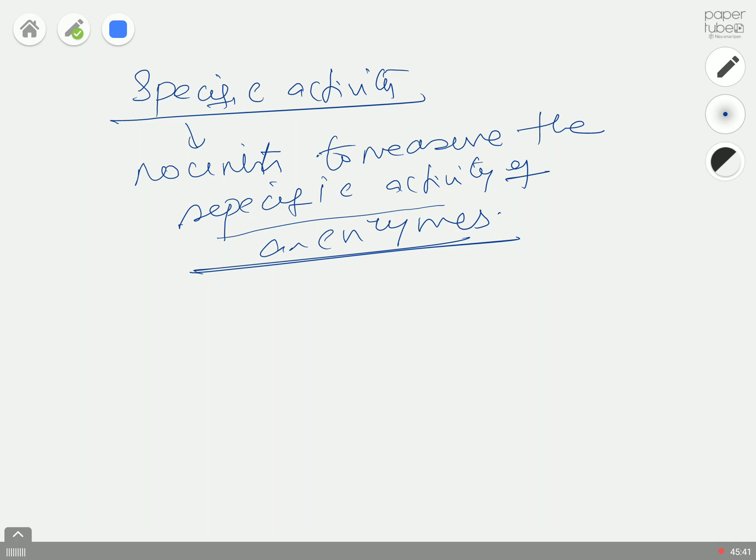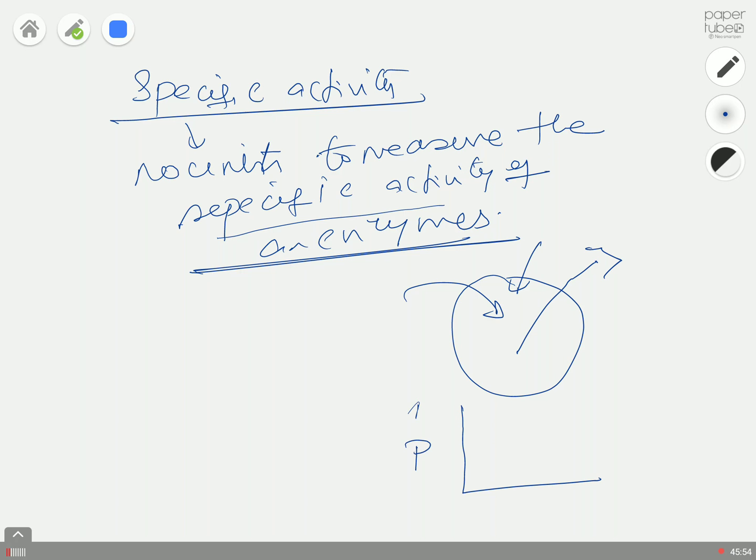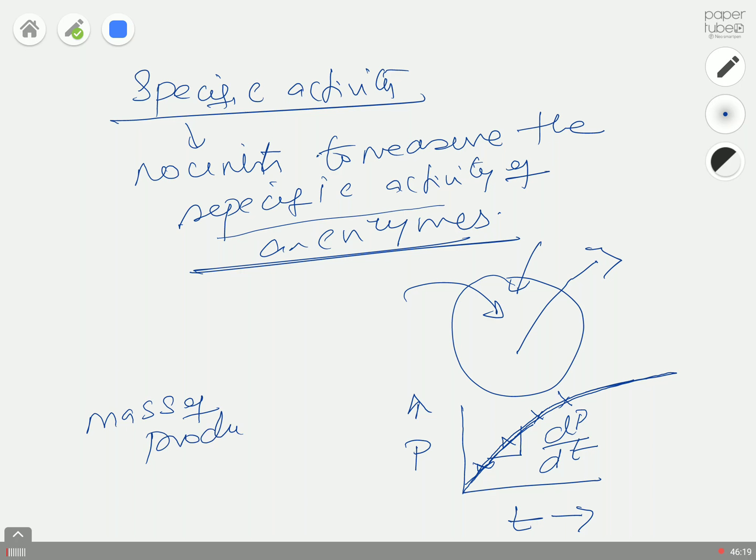So how to say it simply: you take your substrate and then you add your enzyme, and then you convert your substrate into products, and then try to plot that. You have your product concentration on the y-axis and time on your x-axis, so you just plot it here. So what it says is you're producing some products, yeah? So this is a change in product concentration with respect to time. If you calculate the kinetic constant, you will get mass of product produced per minute.